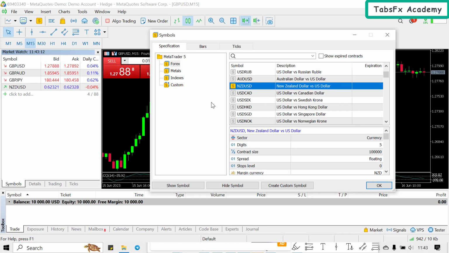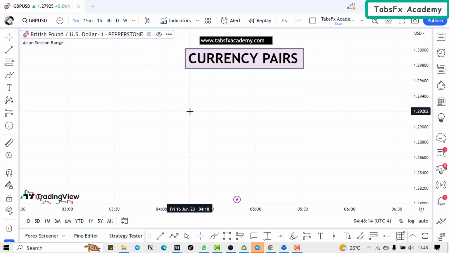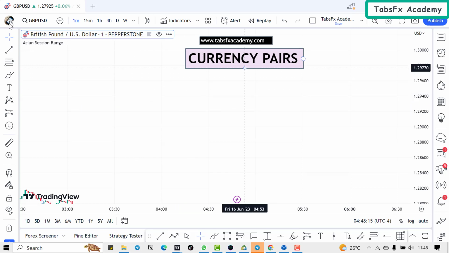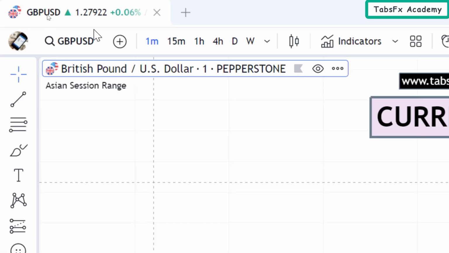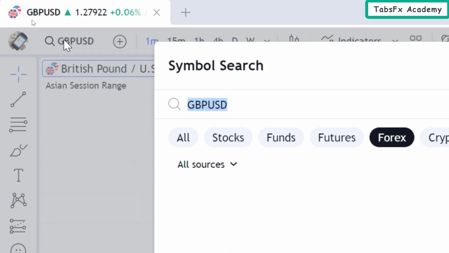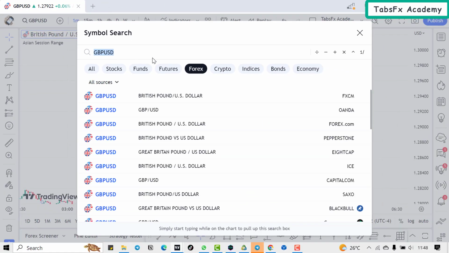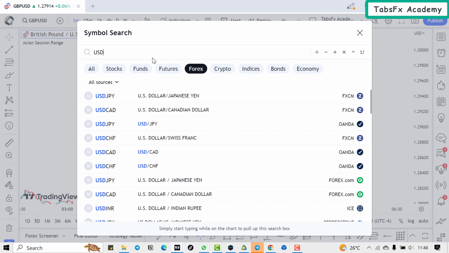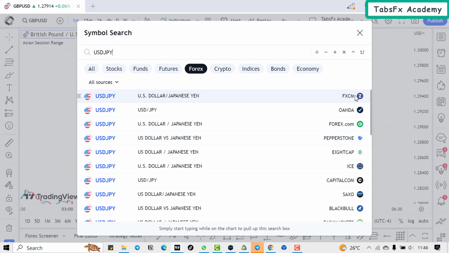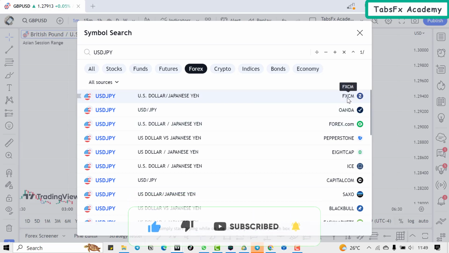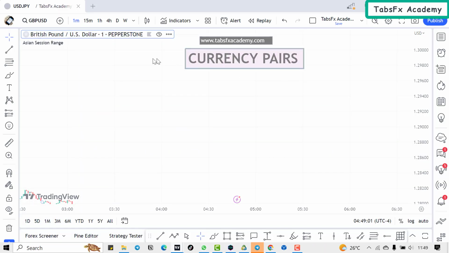On TradingView, what do we do? On TradingView, I simply look for this microscope here. I can zoom in and you see it. I simply tap on this, and then I type in the currency pair that I want. I can decide to put the USD against the JPY. It will bring me different brokers here. All these ones here are brokers. I'm on forex, so if I tap on FXCM, that's what will come.